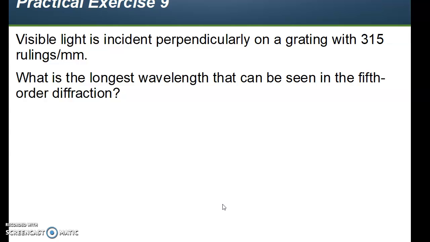Practical exercise number 9. This is problem number 46. Here you've got visible light incident on a grating with 315 rulings per millimeter. So this is your N value, right? What's the longest wavelength that can be seen in the 5th order diffraction?